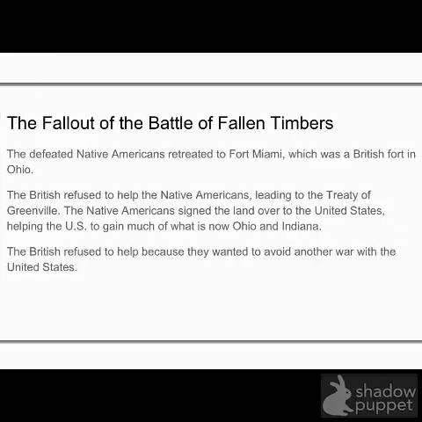So the Native Americans basically were forced to sign over their land to the United States. So yes, it was already signed over to the United States by Great Britain, but now the same land is being signed over to the United States by the Native Americans. The British refused to help because they wanted to avoid another war with the United States. Just like the U.S. was exhausted from the Revolution, England was exhausted from the Revolution. They couldn't do another war.